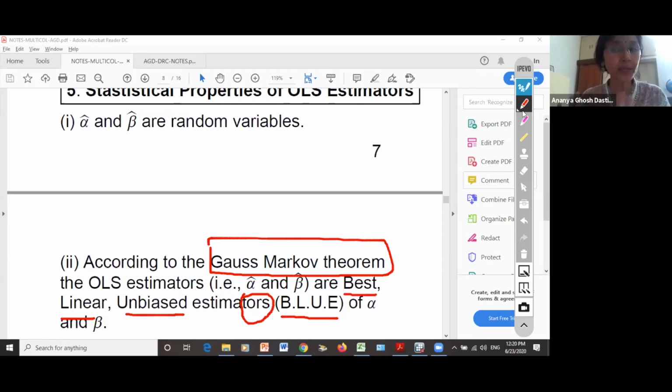All right. Why am I saying this? You see, these properties, best, linear, unbiased, all of these have to be understood in terms of the characteristics of the probability distributions of our random variables. Which are our random variables? Alpha hat and beta hat. So the Gauss-Markov theorem is essentially telling you about the probability distribution of alpha hat and the probability distribution of beta hat.